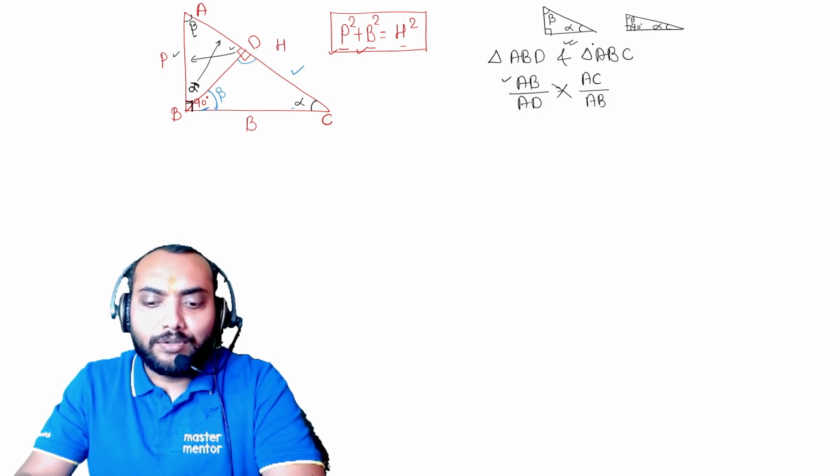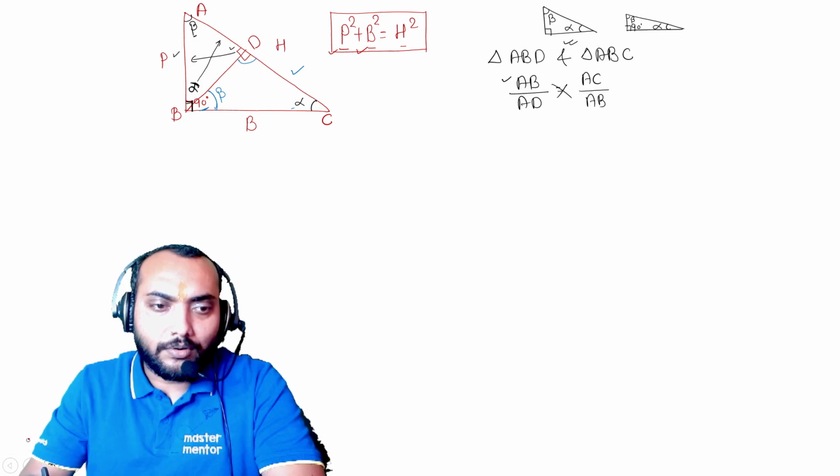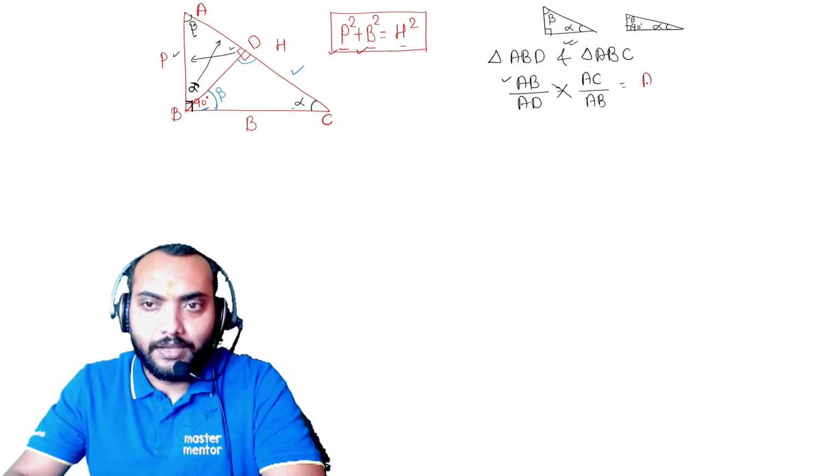Now we just need to do the cross multiplication. So when we do the cross multiplication, what do we get basically? AB whole square is going to be AC dot AD, right? This is your first equation.